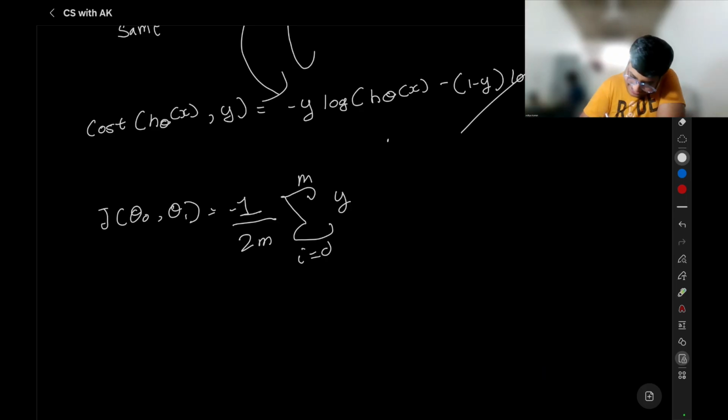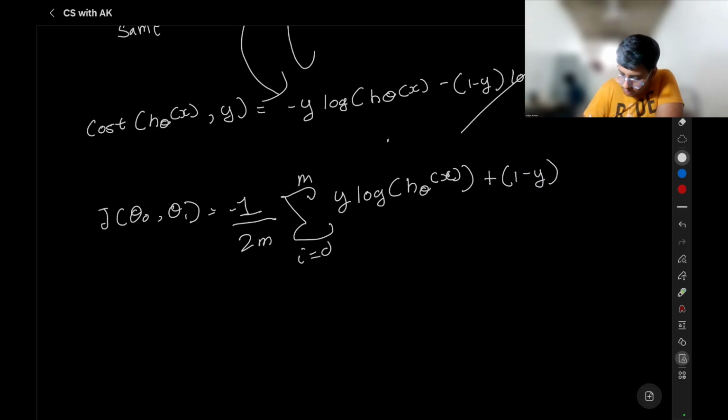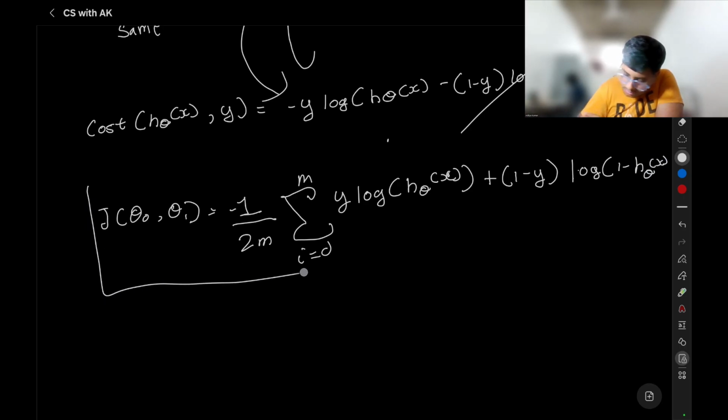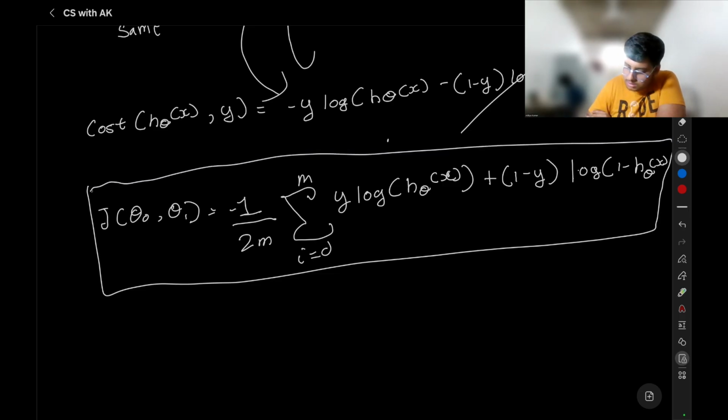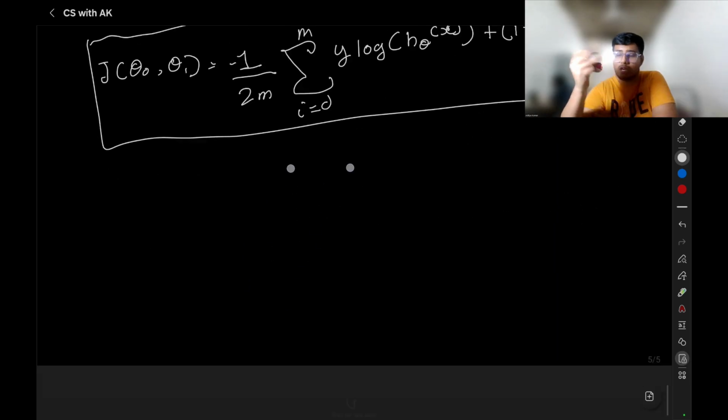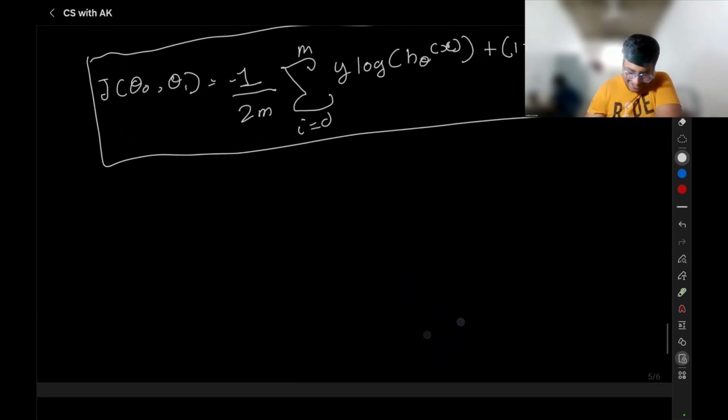Minus y log of h theta of x plus (1 minus y) log of 1 minus h theta of x. So this is our modified cost function. And if you draw this cost function in a graph, it will be a convex function, and that was our main aim for all these calculations. I am also tired of these calculations.